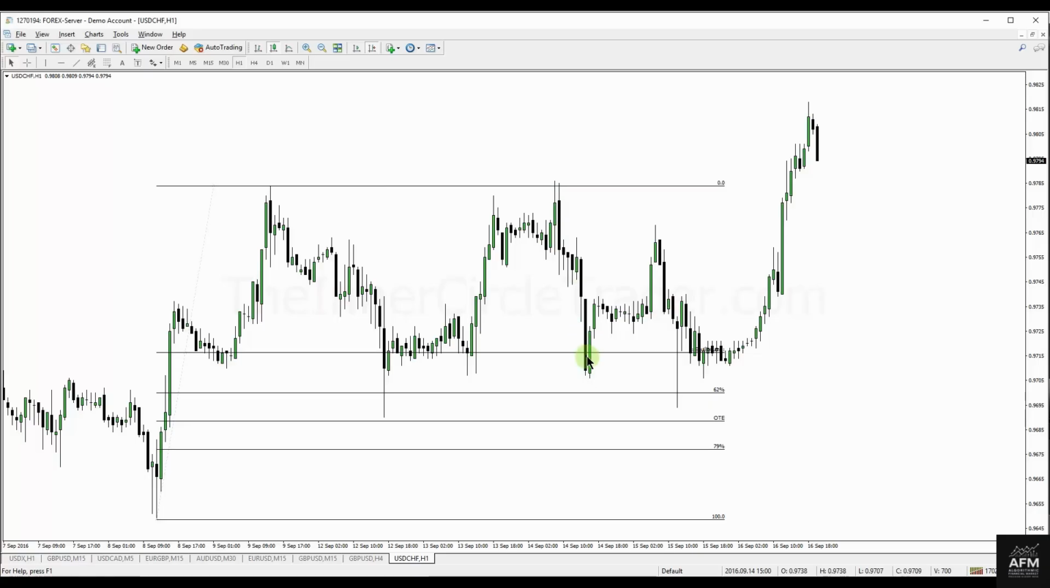Does it spend time much there? No. Rallies back up. Where does it go back to? The bottom of this bullish candle, which is a bearish order block, fills it right to the pip.